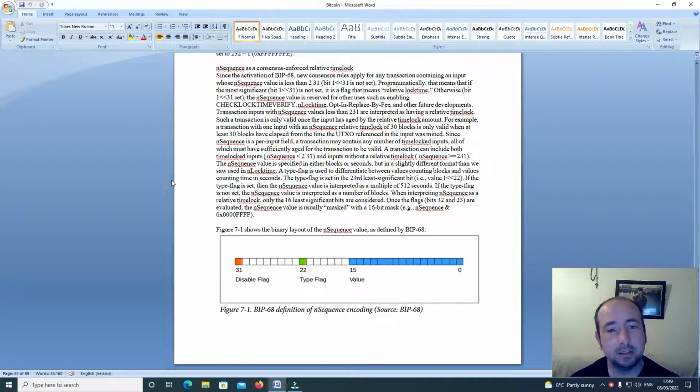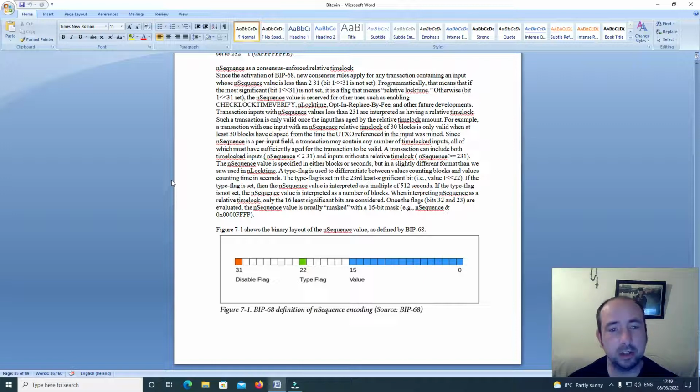Programmatically, that means that if the most significant bit, 1<<31, is not set, it is a flag that means relative lock time. Otherwise, if bit 1<<31 is set, the nSequence value is reserved for other uses such as enabling CHECKLOCKTIMEVERIFY, nLockTime, opt-in replace-by-fee, and other future developments.